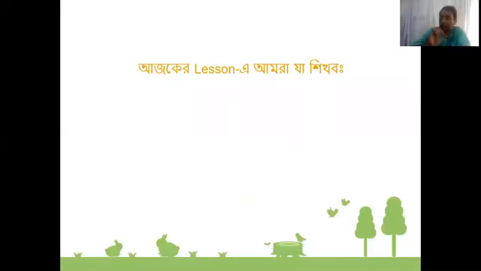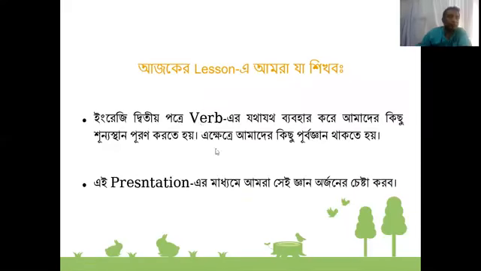What we will learn from today's lesson. In our English second paper, we have a question on the right use of verbs. If we want to use the verbs correctly, we need to have some pre-knowledge about verbs. Through this presentation, we will try to acquaint ourselves with that pre-knowledge.